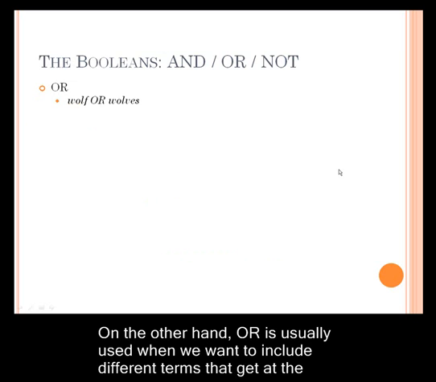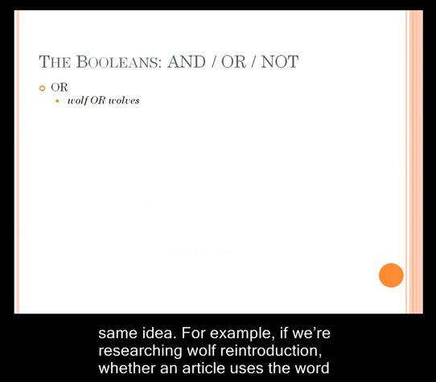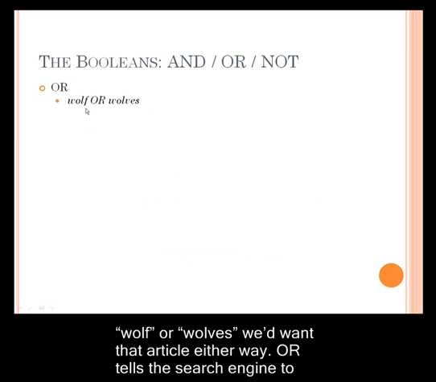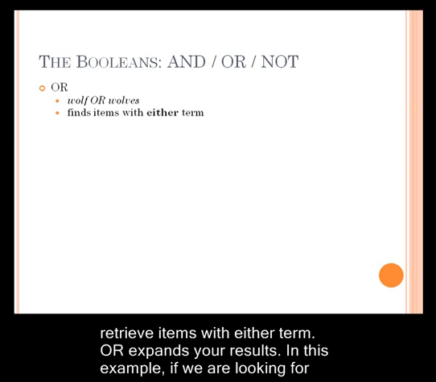On the other hand, or is usually used when we want to include different terms that get at the same idea. For example, if we're researching wolf reintroduction, whether an article uses the word wolf or wolves, we'd want that article either way. Or tells the search engine to retrieve items with either term.